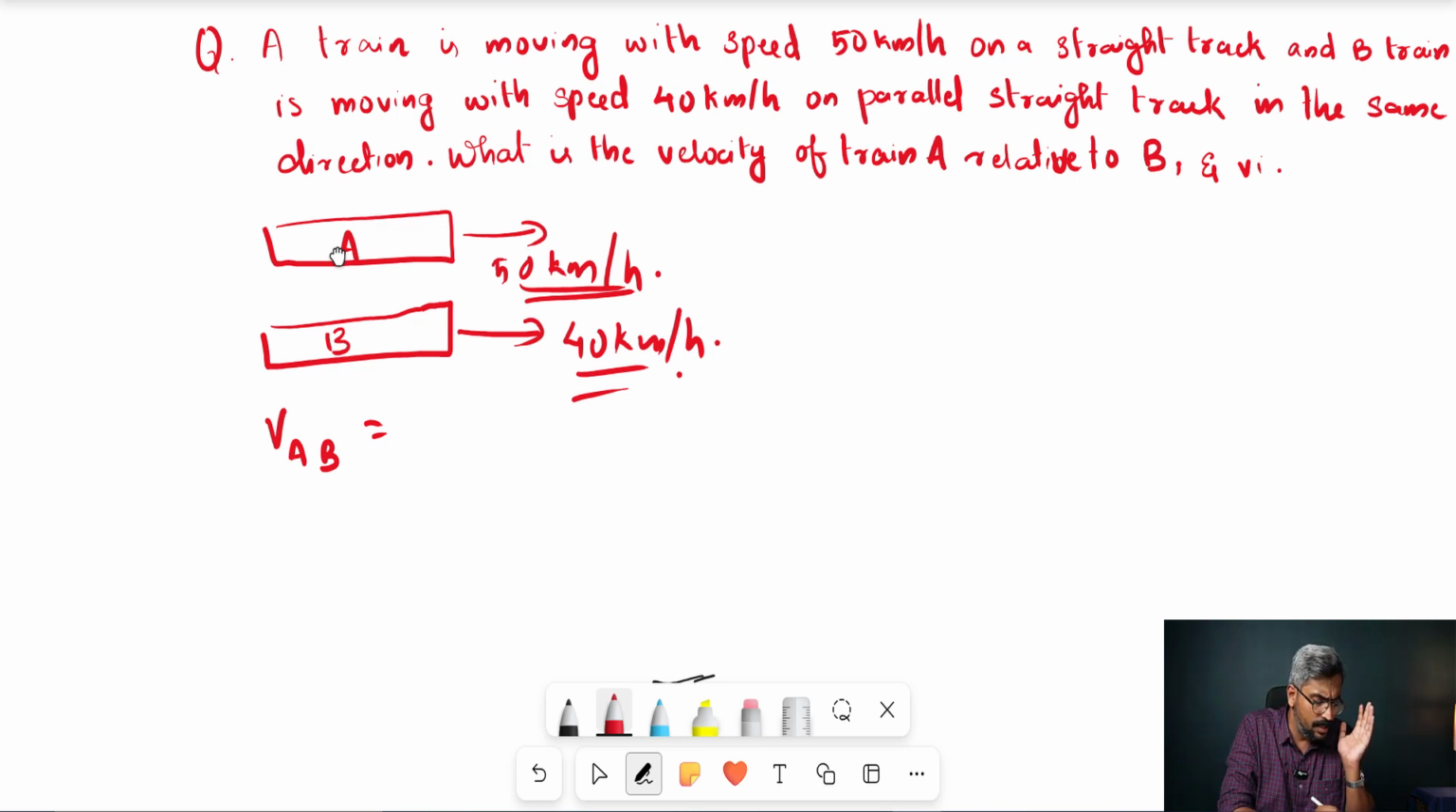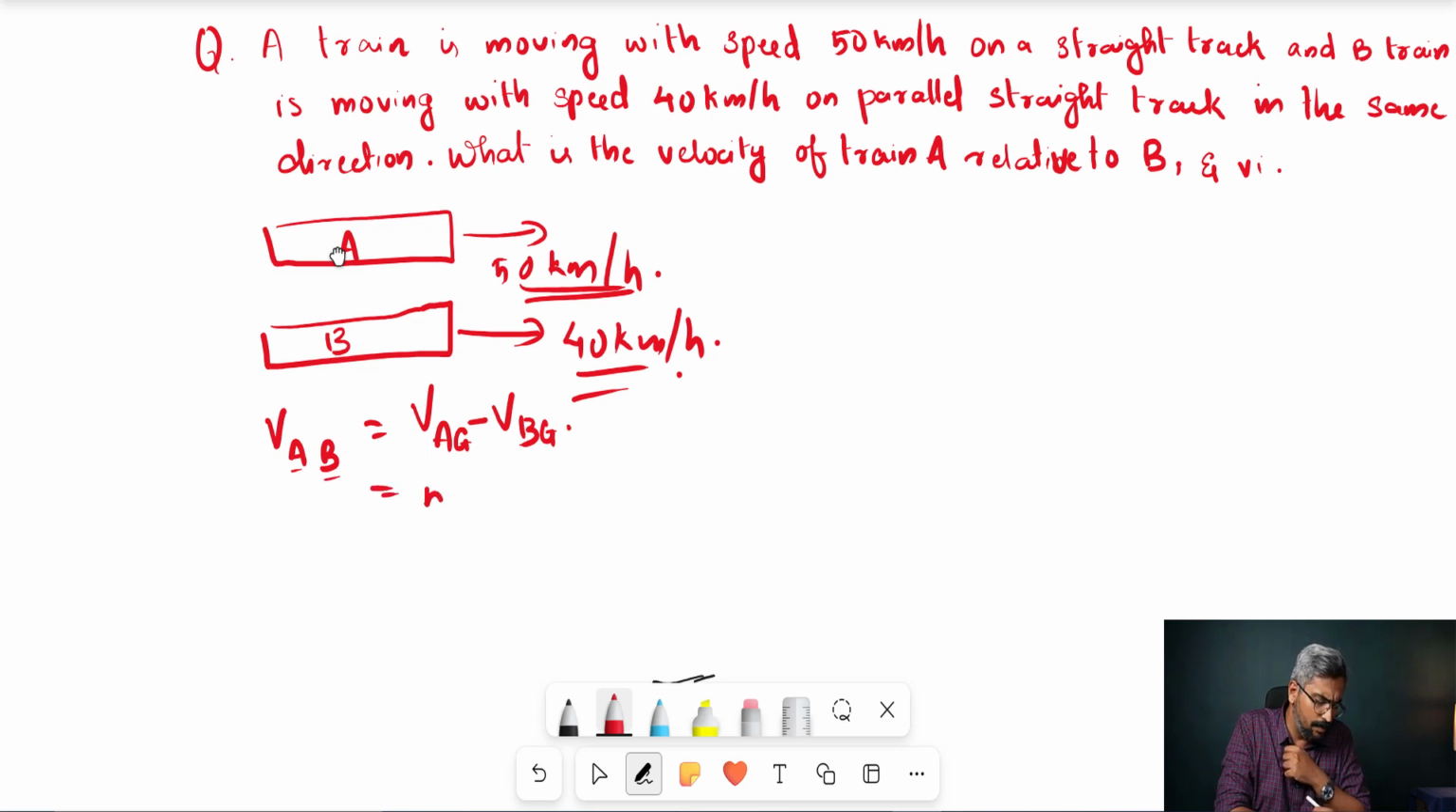That is, VAB is nothing but VA minus VB. Actually, it is VAG, that is with respect to the ground, but we are not writing all these things. Why? Because the velocity of the ground is taken as 0. So there is no special effect in this particular case. So here VAB, or velocity of A with respect to B, is given like this.